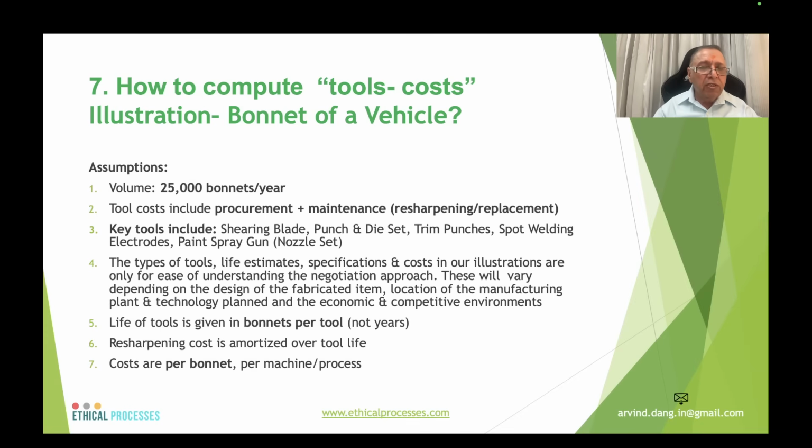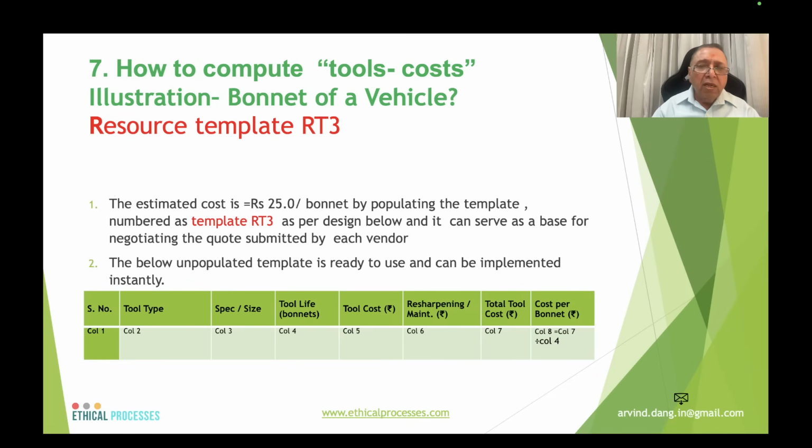The life of tools is given in bonnets per tool and not years, and resharpening cost is also amortized over the tool life, and cost per bonnet per machine has been taken. This is the template called resource template 3 for computing the tools cost, which has 8 columns: serial number, tool type, size specification of the tool, tool life in bonnets, tool cost, resharpening maintenance cost, total tool cost, and the cost per bonnet.